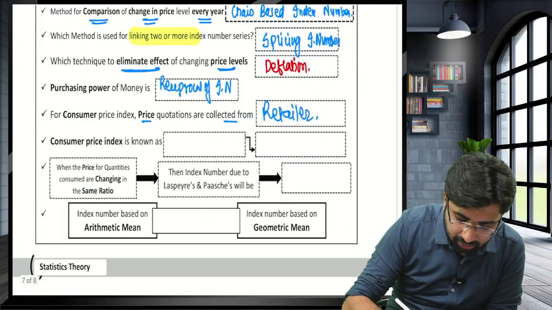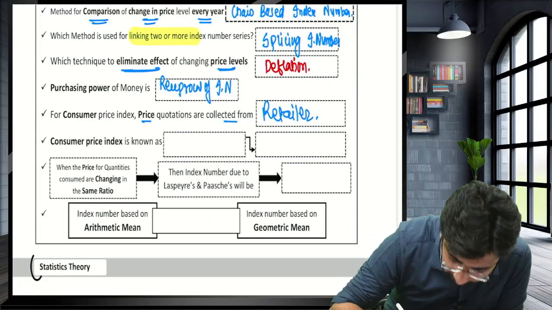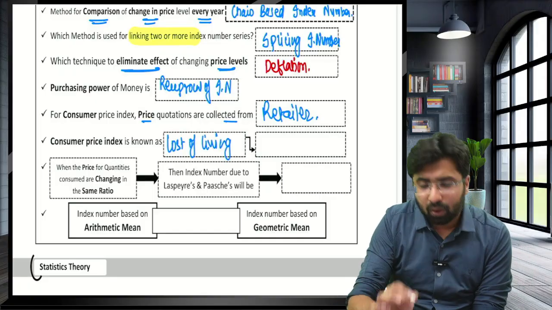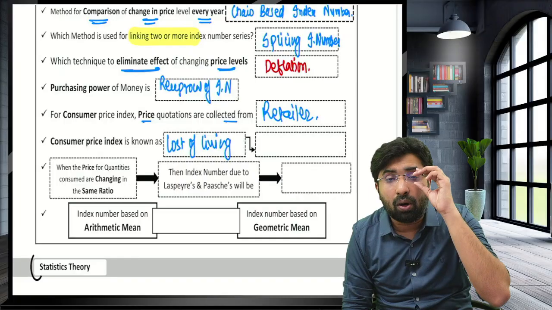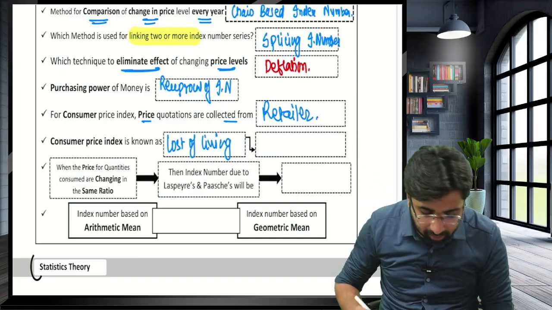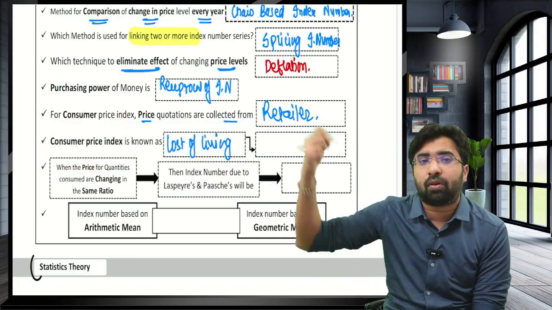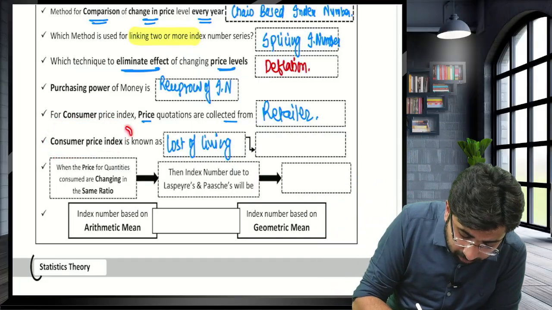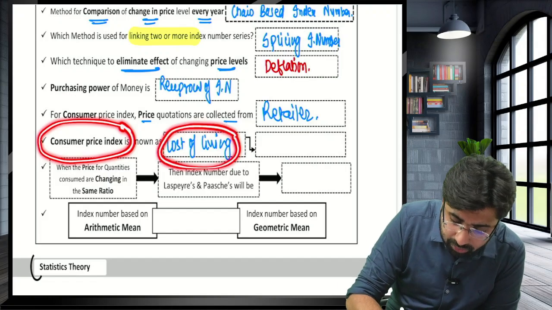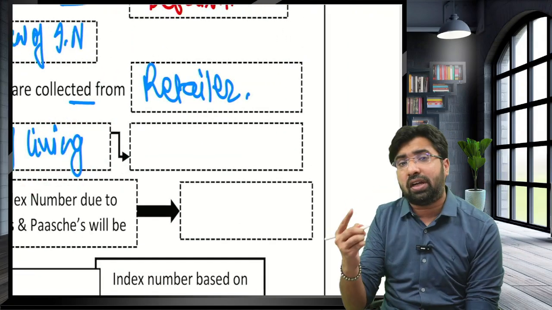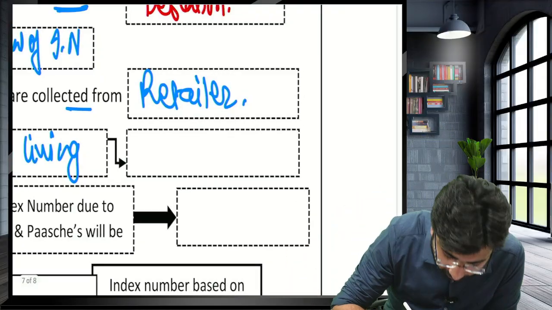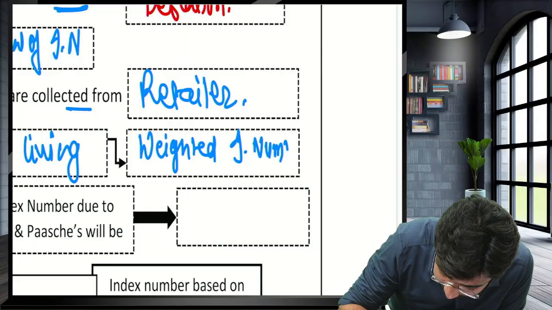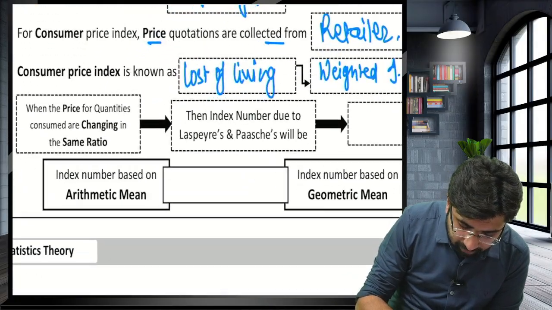Now the consumer price index is also known as cost of living. Write down, also known as cost of living. And you know, for the cost of living, we always give importance to the weight. The formula for the consumer price index uses last year's formula, and last year's formula is always a weighted index number. So we can say the consumer price index number is also known as cost of living. They are always not unweighted, they are always weighted index numbers. Now see, very important point.